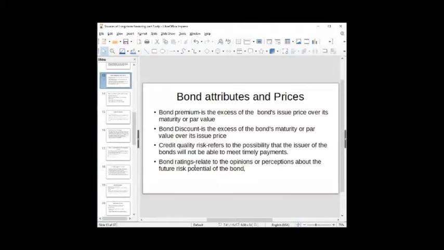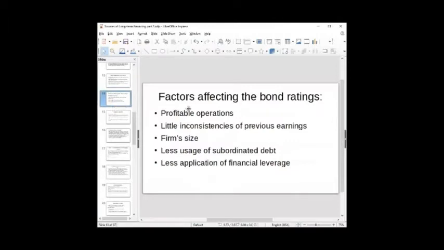No? So if we have a credit rating, we also have bond ratings, and these ratings relate to the opinions or perceptions about the future risk potential of the bond. So we have these factors that affect the bond ratings, and these are: one is profitable operations, two is little inconsistency of reduced earnings, three is the firm size, four is the less usage of subordinated debt, and number five is less application of financial leverage.